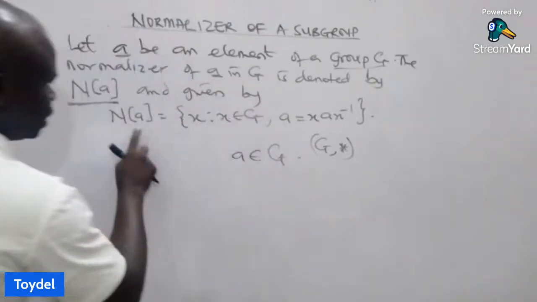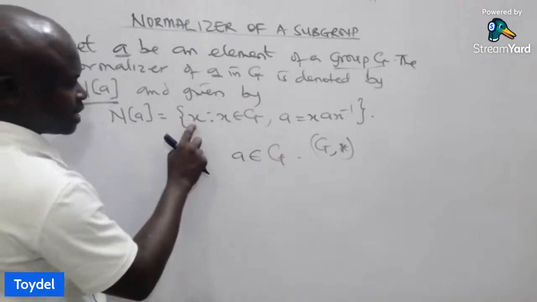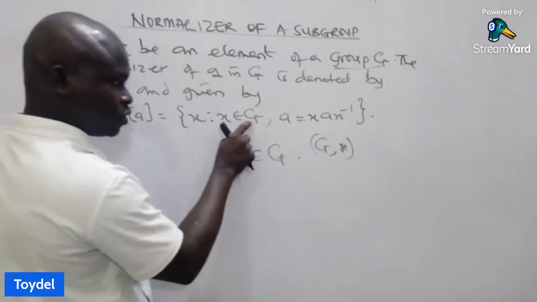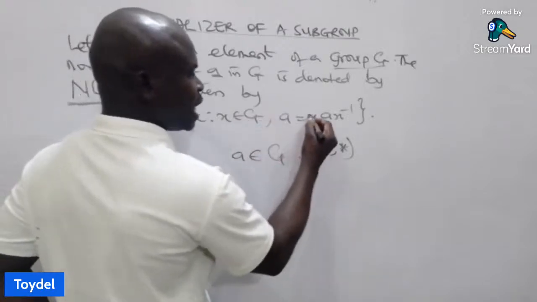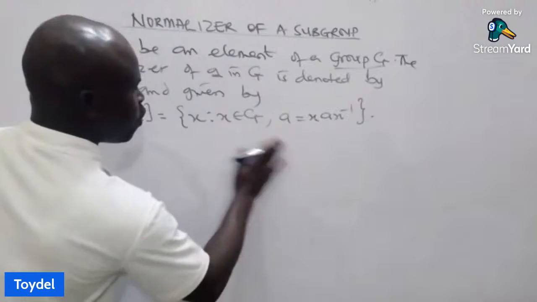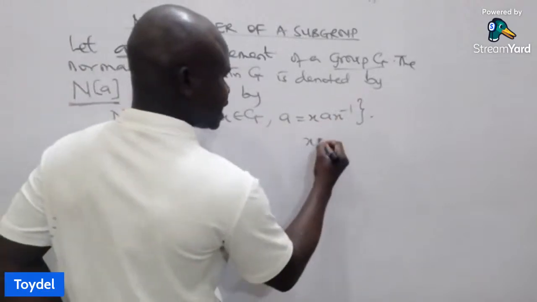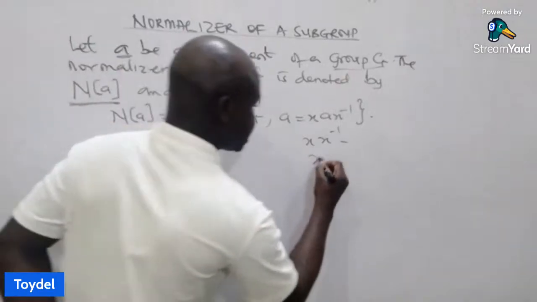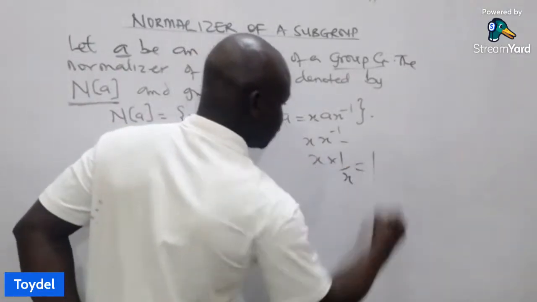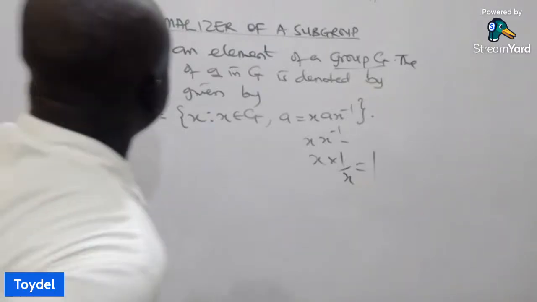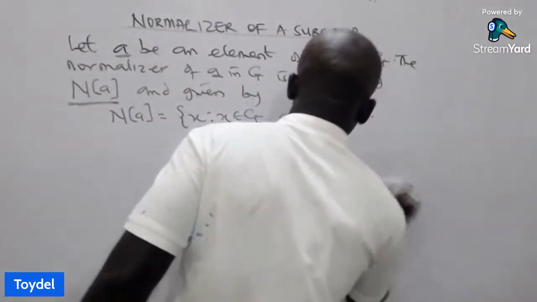And it's given by N(a) is defined as x, such that if you pick an element x from that group that belongs to G, x a x inverse gives us a. And of course, we know that x multiplied by x inverse is going to give us the identity, just like when you say x multiplied by 1 over x, at the end of the day we are going to get 1. So that is the definition of a normalizer of an element of a group.